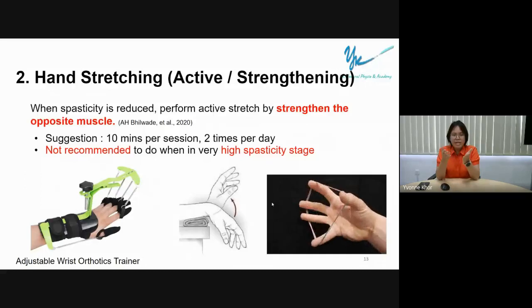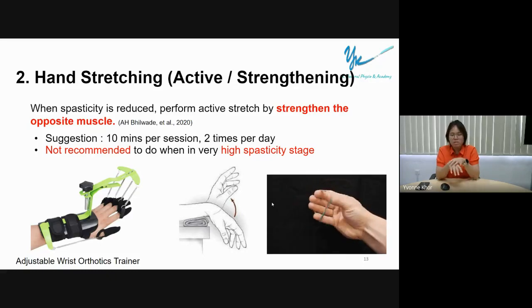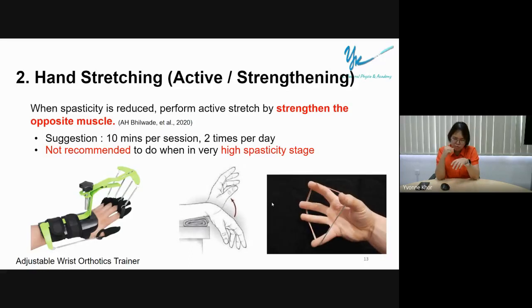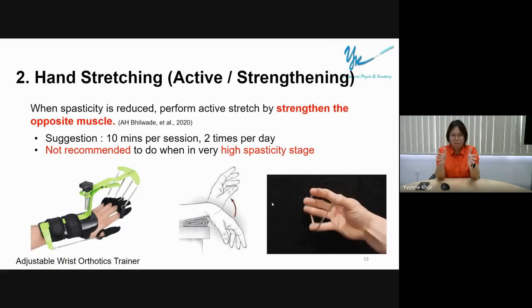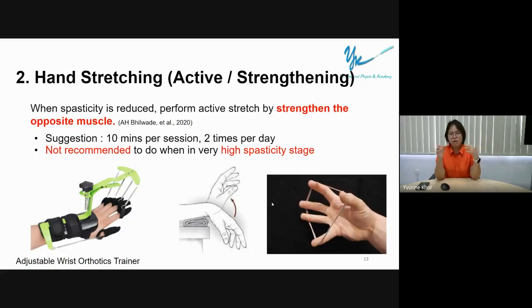Okay, number 3 is hand stretching actively, which is also known as strengthening. When the spasticity is reduced, perform active stretch by strengthening the opposite muscle. For example, your finger is very spastic, but because you do treatment and exercise by yourself, the spasticity starts to reduce, and you're able to move it a little bit. At that time, strengthening needs to come in.